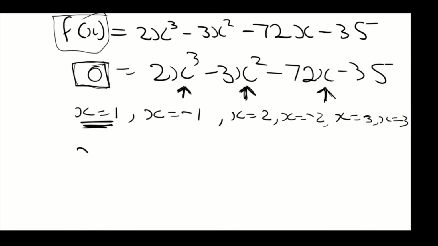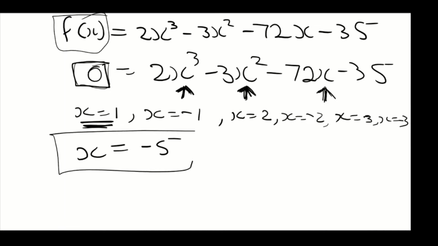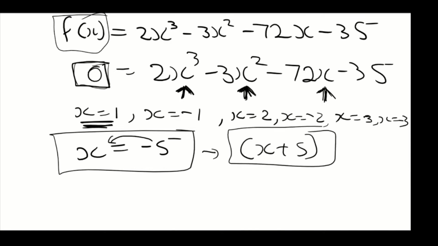So I found that x equals minus 5 does give you 0. If you substitute x equals minus 5 in this expression, it will give you 0. So that means that x equals minus 5 is going to be our factor. Writing it in factor format, it's x plus 5, because we take the minus 5 to the other side. So this is our factor. It's critical for us to find the factor because it will help us factorize this problem.